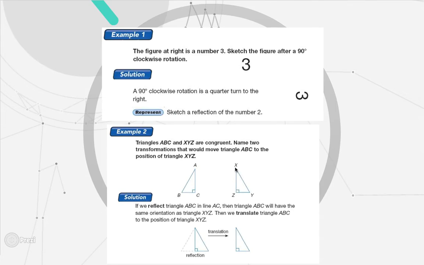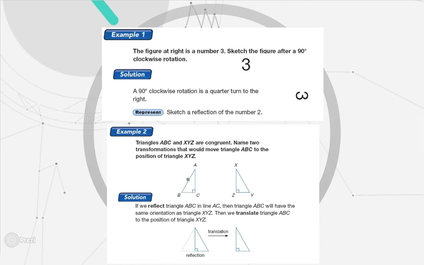All right, and here's example number 2. Triangles ABC and XYZ are congruent. Name 2 transformations that would move ABC to the position of XYZ. So basically they want to see, you have 2 different triangles here and you want to move this one over so it connects to this one, okay? Or it basically follows this one.